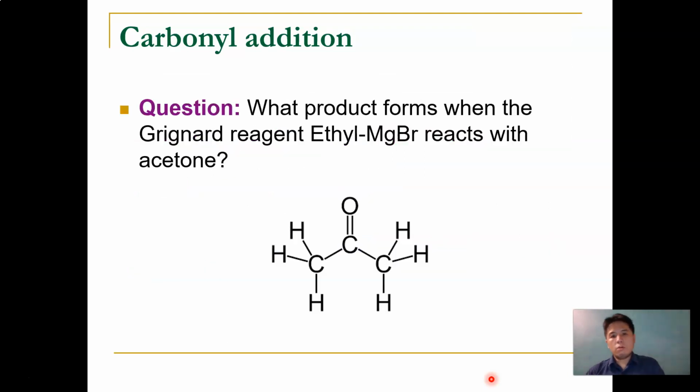Okay, so to test whether you can actually imagine or draw this reaction properly: what product would this Grignard reagent form when it reacts with acetone? So this is an ethyl, this is MgBr. Try to draw this on your own and see, because I didn't actually prepare the drawing, but this one shouldn't be very hard. Just try to draw this on your own.